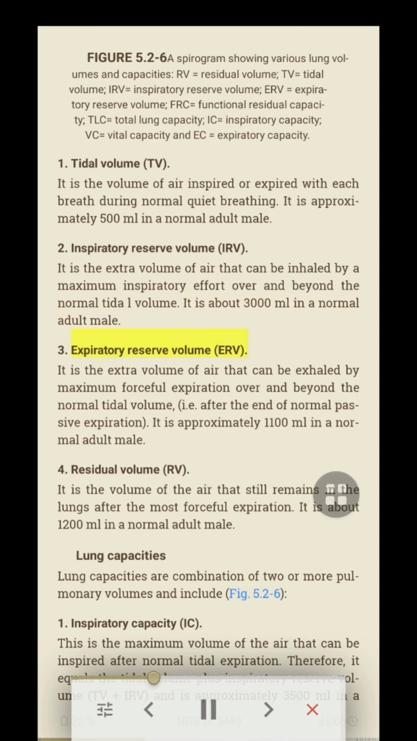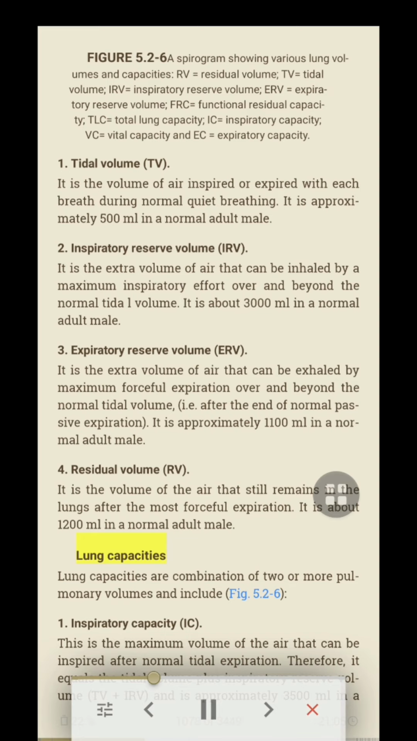3. Expiratory reserve volume, ERV. It is the extra volume of air that can be exhaled by maximum forceful expiration over and beyond the normal tidal volume, i.e. after the end of normal passive expiration. It is approximately 1,100 milliliters in a normal adult male. 4. Residual volume, RV. It is the volume of the air that still remains in the lungs after the most forceful expiration. It is about 1,200 milliliters in a normal adult male.